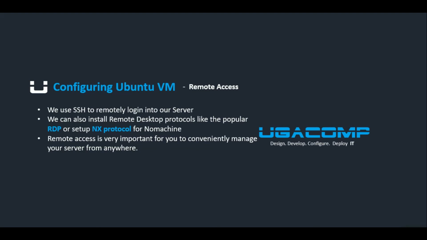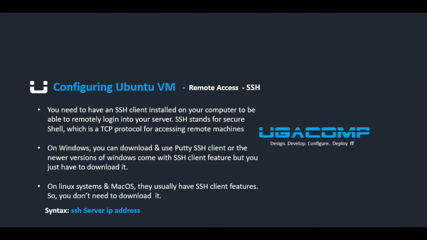Now, configuring SSH, you need to have an SSH client installed on your computer to be able to remotely log into your server. SSH stands for Secure Shell, which is a TCP protocol for accessing remote machines. On Windows, you can download and use PuTTY SSH client, or the newer versions of Windows come with SSH client features, but you just have to download it. On Linux systems and macOS, they usually have SSH client features, so you don't need to download it.